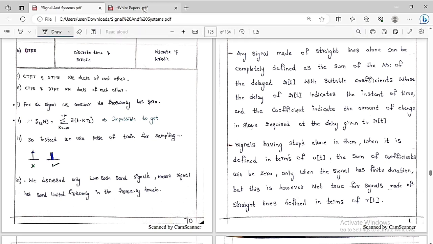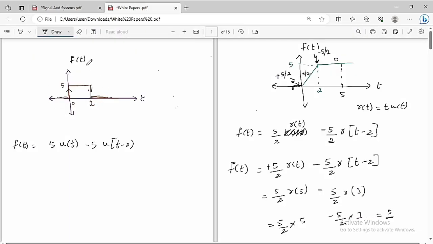Let me give a small example. Suppose this signal f of t is made only of steps. It is a finite signal because the signal is present only for a finite duration. Try to add all the coefficients here, +5 and -5. If we add these two coefficients, we get a value equal to 0. But in this other case, this is an infinite signal, right? Suppose you take a finite signal here also and add all the coefficients, then this summation will not be equal to 0.